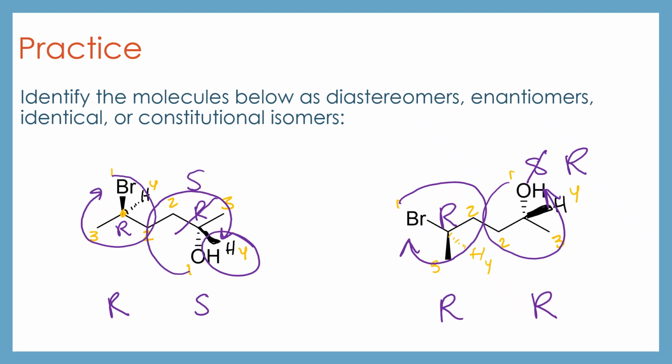That makes these 2 molecules diastereomers because they're not a mirror image of each other. If they were a mirror image, then we would have seen, if this is RS, this one would be SR because the chiral centers would be flip-flopped, but only one of them got flip-flopped. So that is the definition of diastereomers.